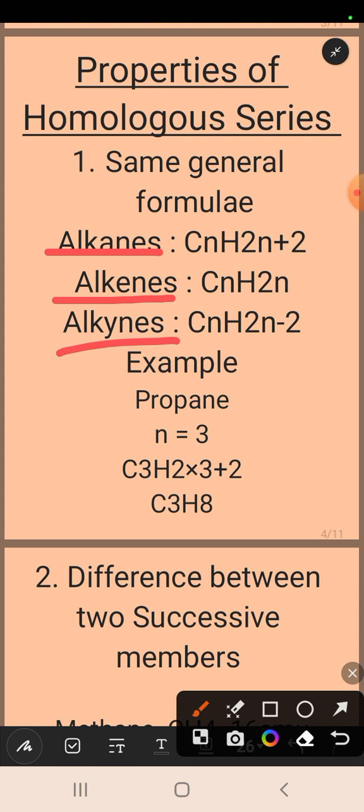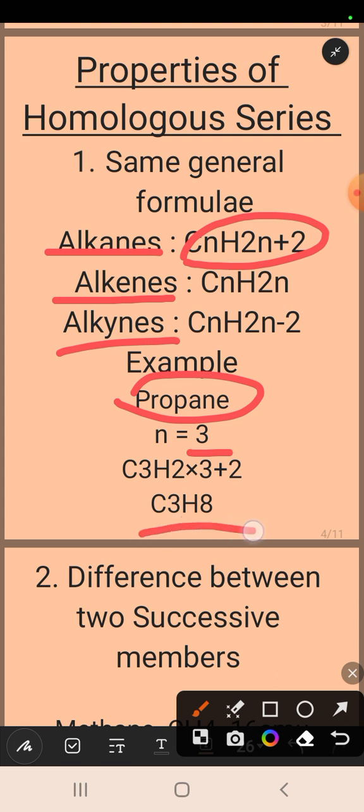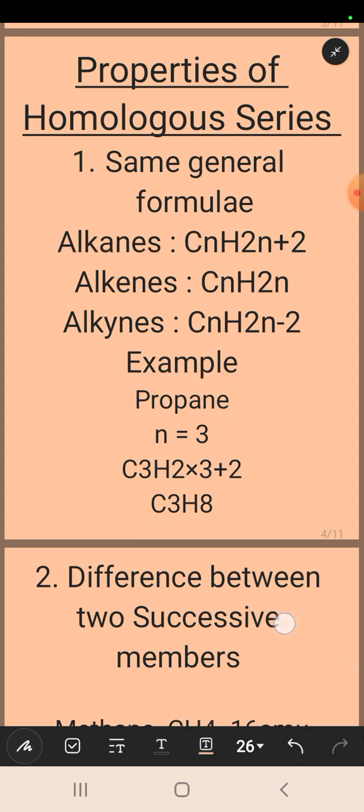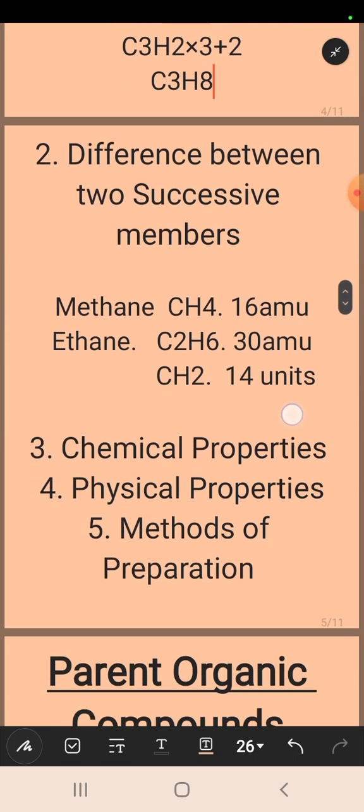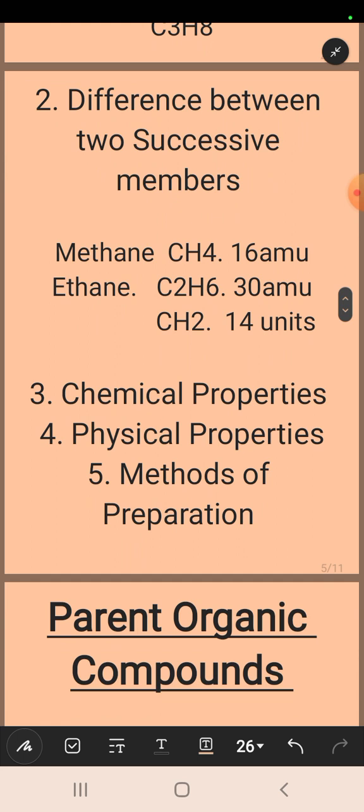For example, I have already explained, if we want to write down the molecular formula of propane, the value of n, or the number of carbon atoms in propane, is 3. By putting this value in the general formula of alkanes, I can easily write down the molecular formula, which will come out to be C3H8.